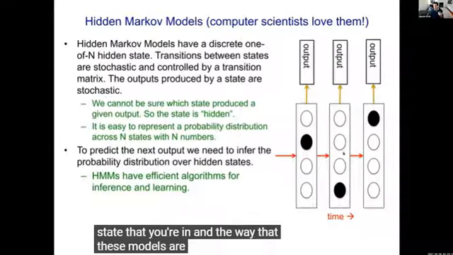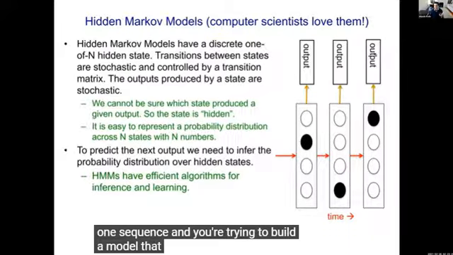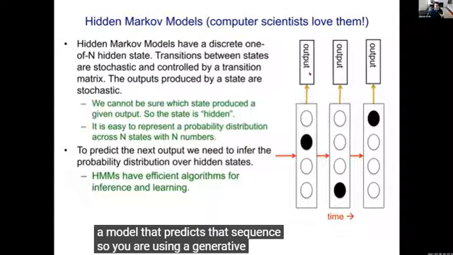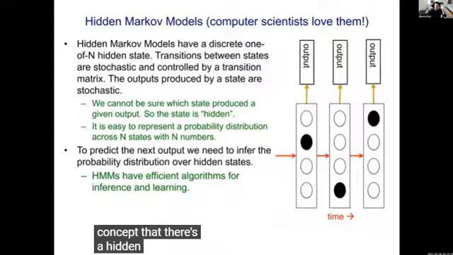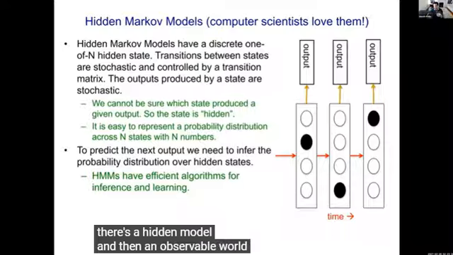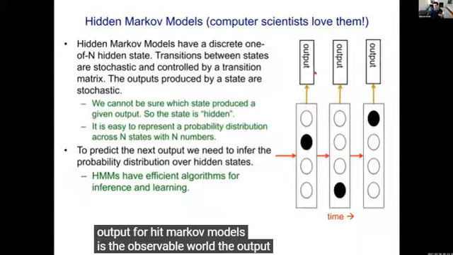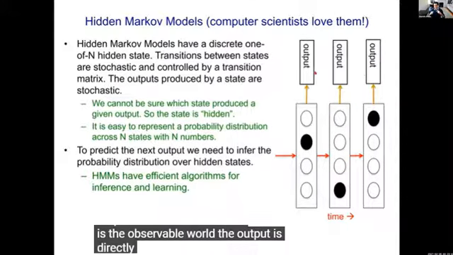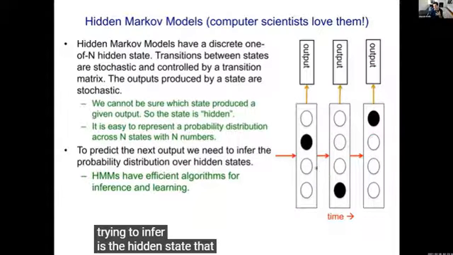And the way that these models are run is that you only have one sequence, and you're trying to build a model that predicts that sequence. So you are using a generative model, as we saw in the very first lecture, this concept that there's a hidden world out there, a hidden model, and then an observable world. And the output for hidden Markov models is the observable world. The output is directly observable. And what you're trying to infer is the hidden state that most likely gave rise to that output.